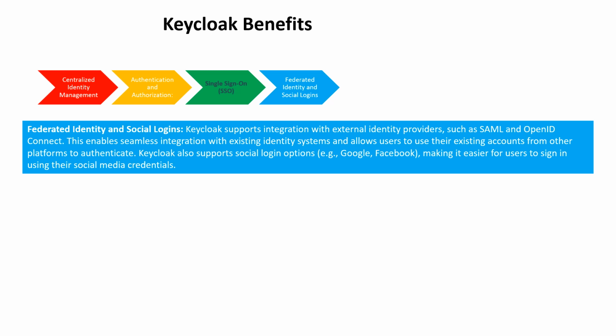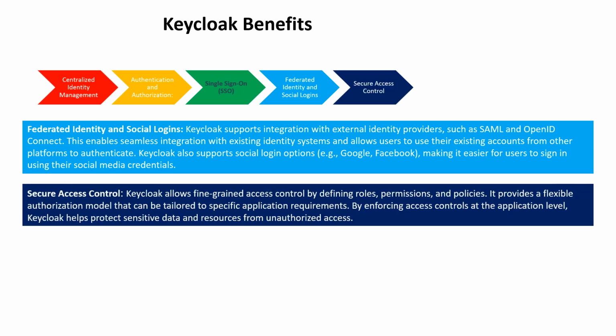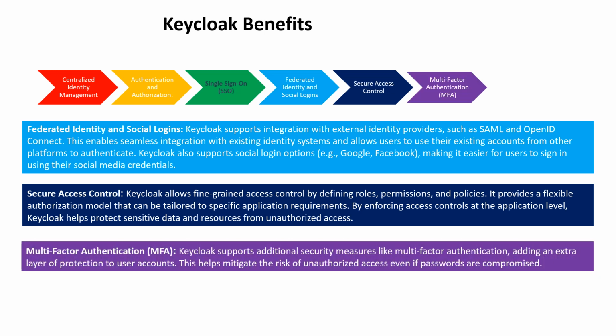Federated identity and social logins. Keycloak supports integration with external identity providers such as SAML and OpenID Connect. Keycloak also supports social login options like Google, Facebook, etc., making it easier for users to sign in using their social media accounts. Security access control. It allows fine-grained access control by defining roles, permissions, and policies. Multi-factor authentication. Keycloak supports additional security measures like multi-factor authentication, adding an extra layer of protection to user accounts.